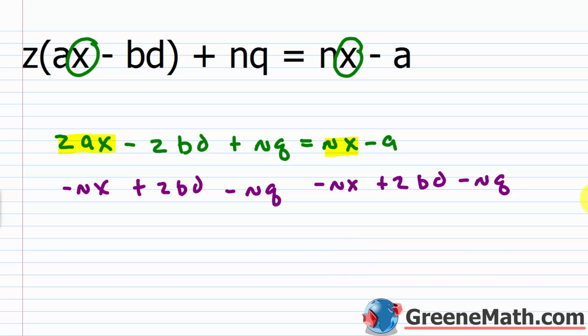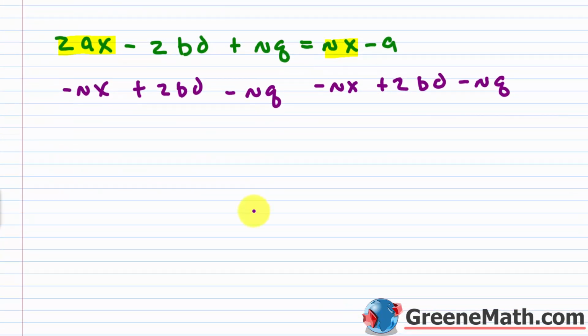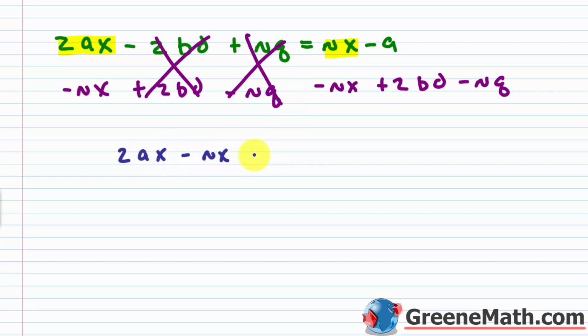Okay, so a lot of stuff on the screen here. Let's go through this. So this is gone. I've canceled it. And this is gone. I've canceled it. So on the left, I'm going to have zax minus nx. Then this will be equal to, on the right, this is going to cancel. So I'll just have negative a plus zbd minus nq. Let me make that q a little bit better. Okay, so how can I solve this for x?